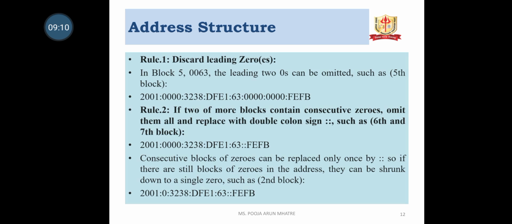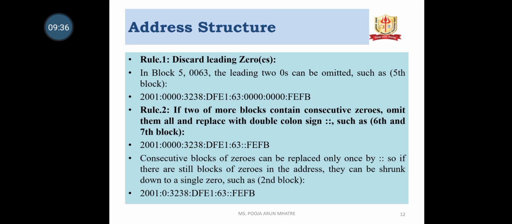Rule 1. Discard the leading zeros. In block 5, 0063 has 2 leading zeros, so they can be omitted, such as the fifth block, that is 2001:0000:3238:DFE1:63:0000:0000:FEFB.